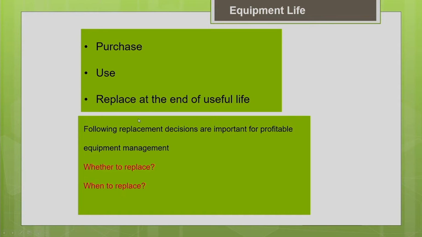For profitable equipment management, there are certain decisions which are very important. One such decision is the replacement decision, whether to replace your old machine with a new machine or not. If you decide to replace, when to make the replacement? What is the optimum replacement time? These are two important decisions which are to be made accurately from a profitable equipment management perspective.